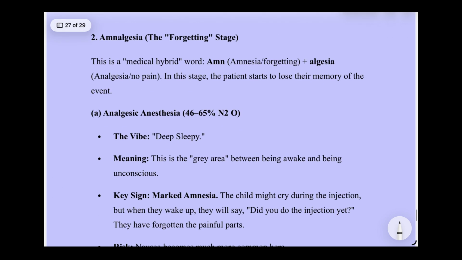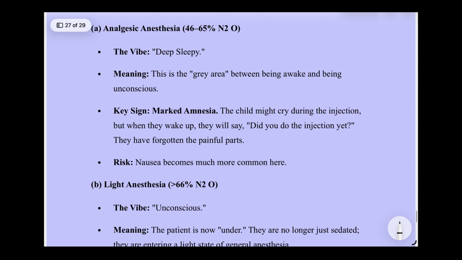Then second is amnalgesia, the forgetting stage. This is a medical hybrid word. Am means amnesia or forgetting and analgesia means no pain. In this stage, the patients start to lose their memory of the event, in which there is analgesic anesthesia and light anesthesia. So analgesic anesthesia occurs when 46 to 65% nitrous oxide is given.